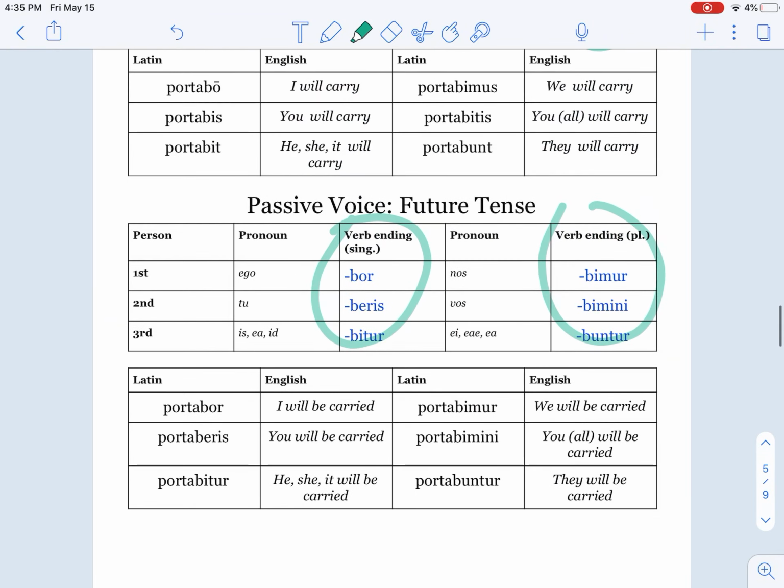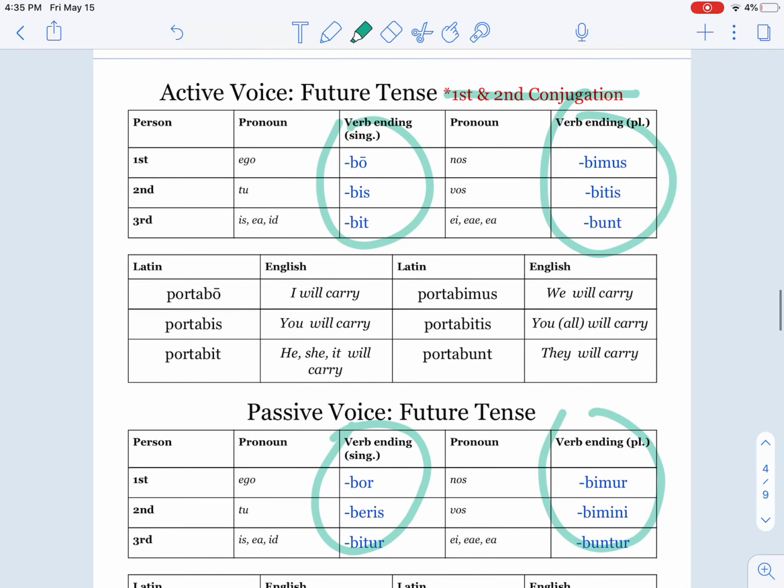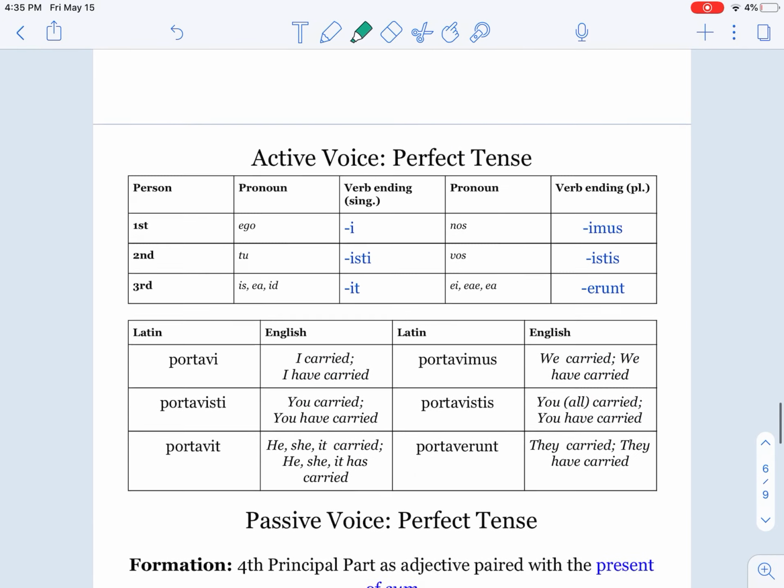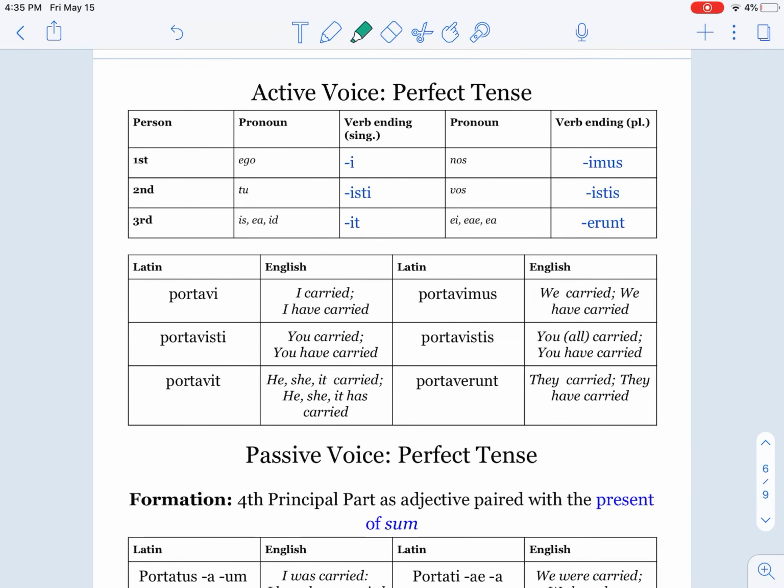I'm not going to read all this to you, but please note that you have two separate sets of endings. So when something's future, you really have to consider which conjugation the verb is. So always have that vocab list out until it's memorized. When we get to the perfect tense, we're switching stems.